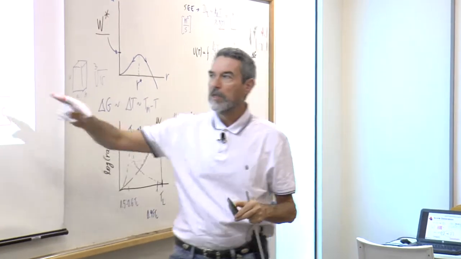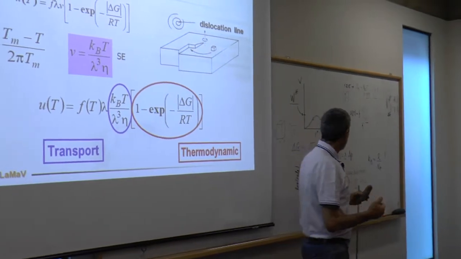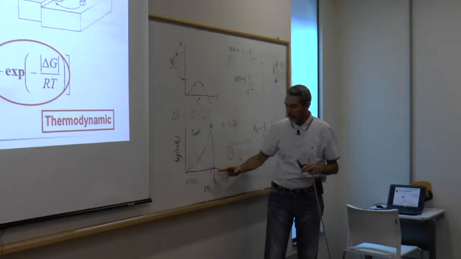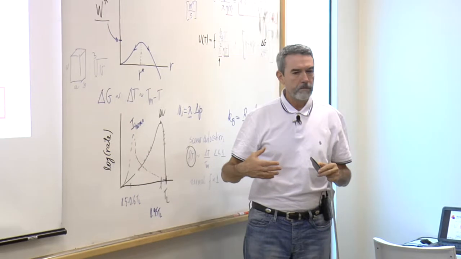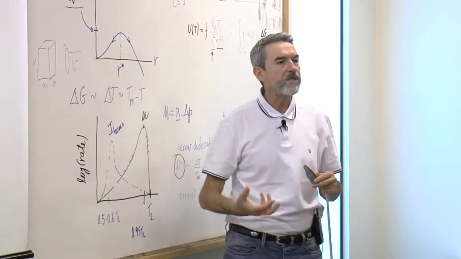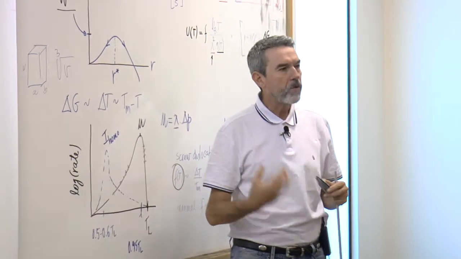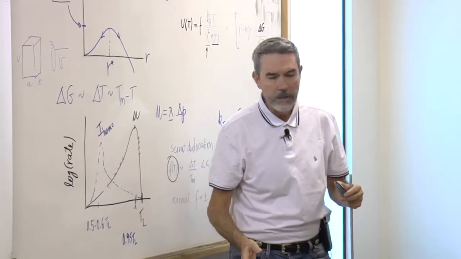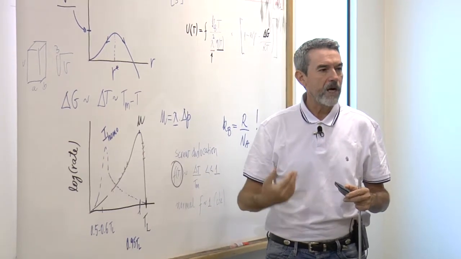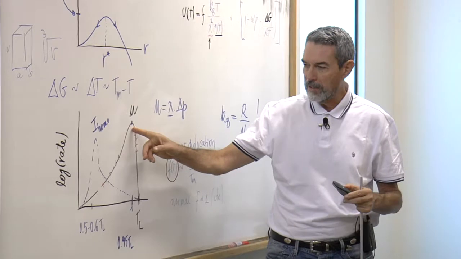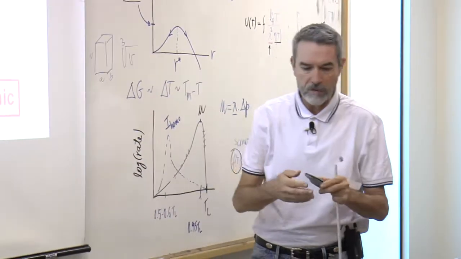These two terms, they fight with each other. If you remember, the more we undercool the system, the higher the delta G, the more willing to crystallize the system becomes. It wants to crystallize to decrease the overall free energy. But the diffusion part becomes more and more important. It becomes harder and harder and harder to diffuse. That's why there is a maximum. It's the fight between the thermodynamic and the transport part.